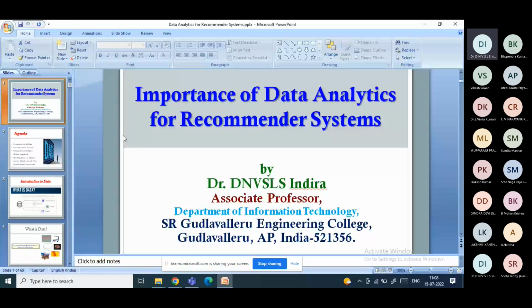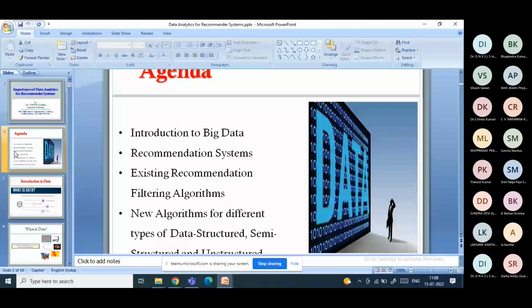Today's topics are: what is big data, what are recommender systems, what are the existing recommender systems and filtering algorithms, and new algorithms for different types of data structures. I will cover up to the existing recommendation systems and their problems, and I will not concentrate deeply on the new algorithms. I will just brief it. That's it.